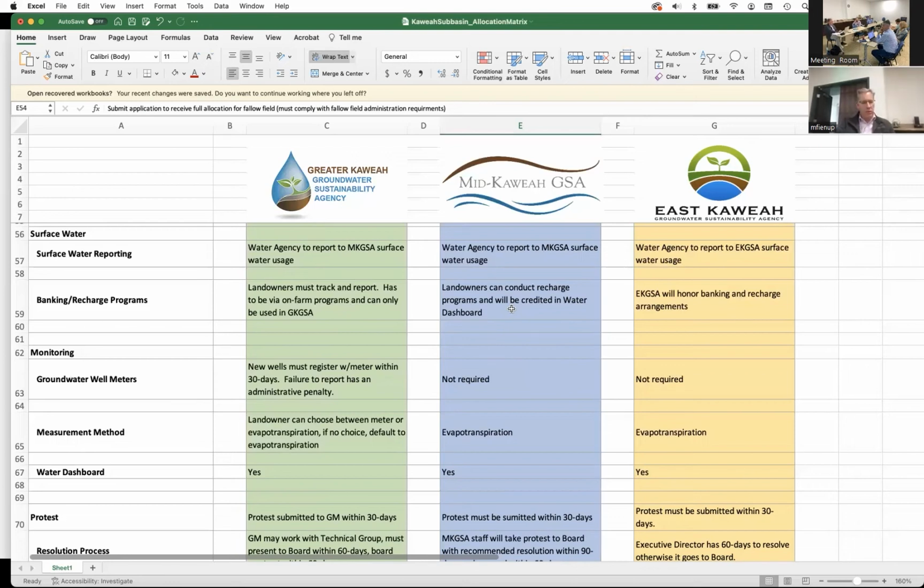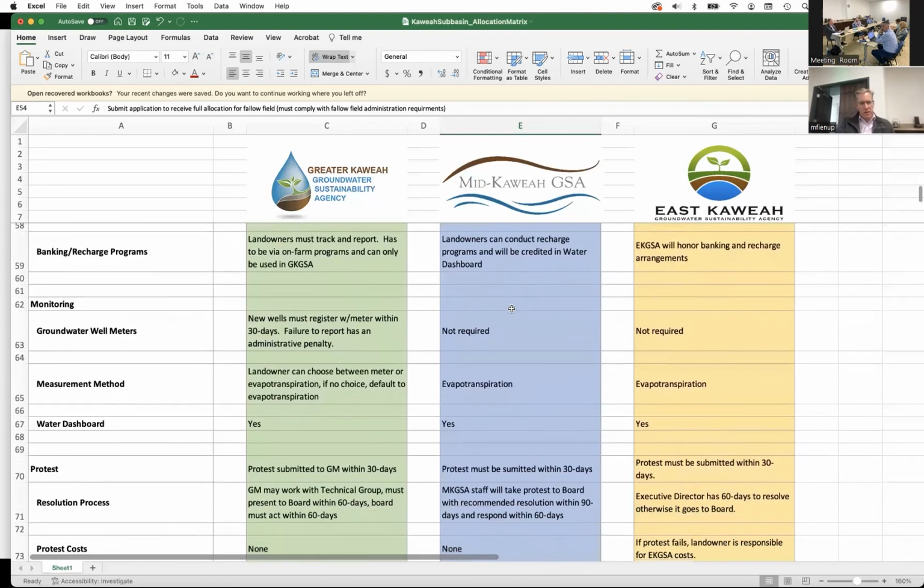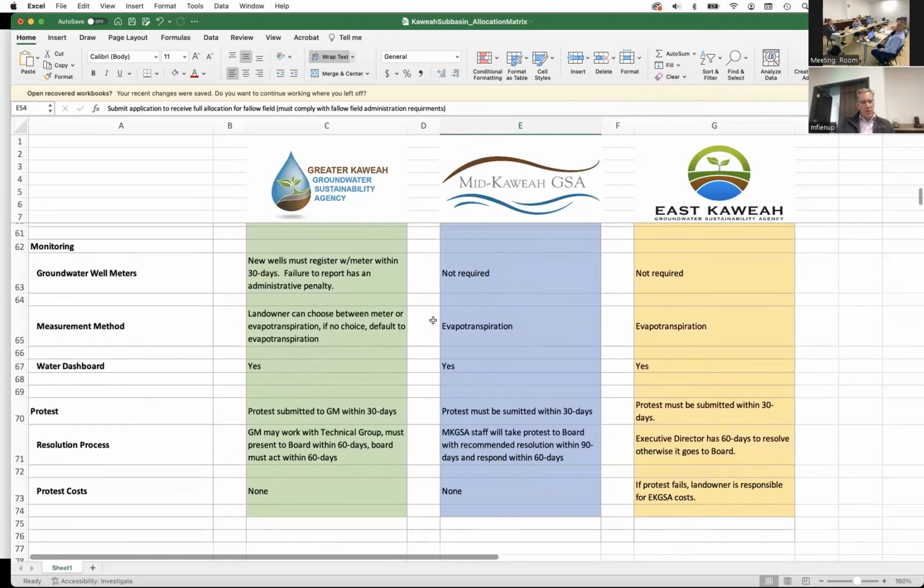Okay, cool. All right. Monitoring. This is not as relevant to the water market per se as some of the earlier discussion, but new wells in Greater Kaweah must register with a meter within 30 days.